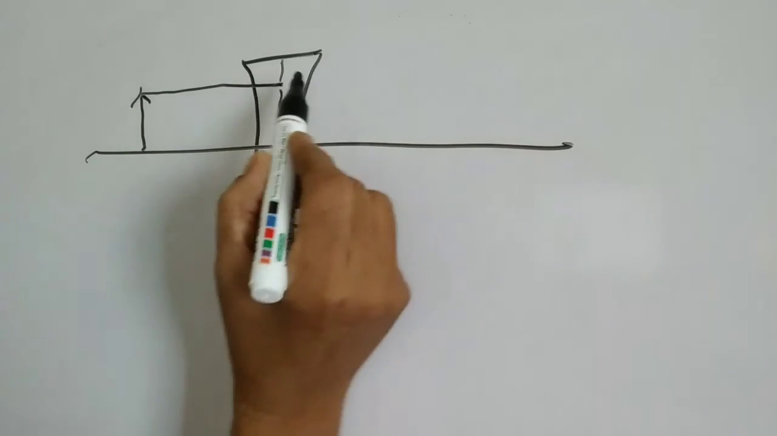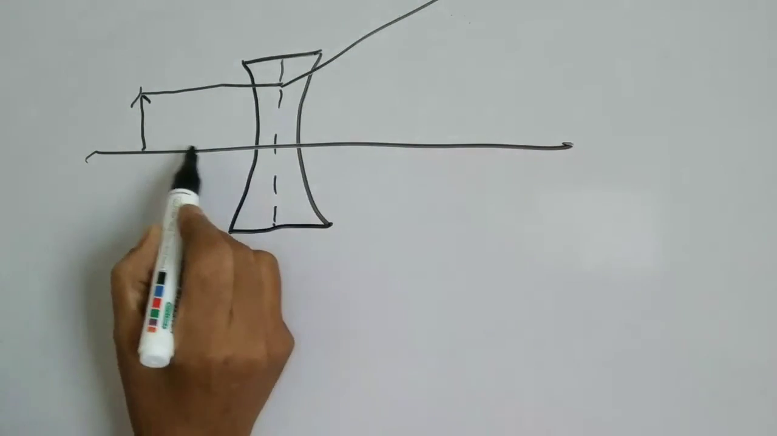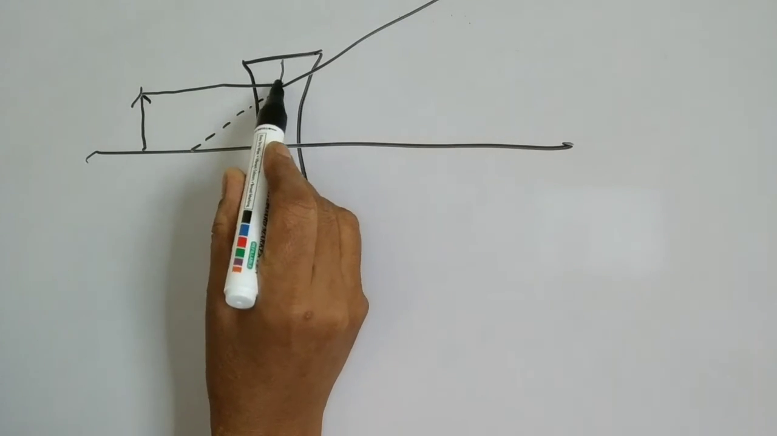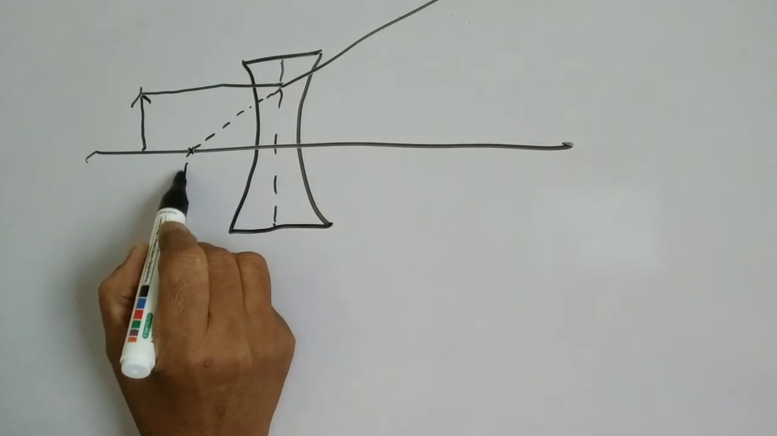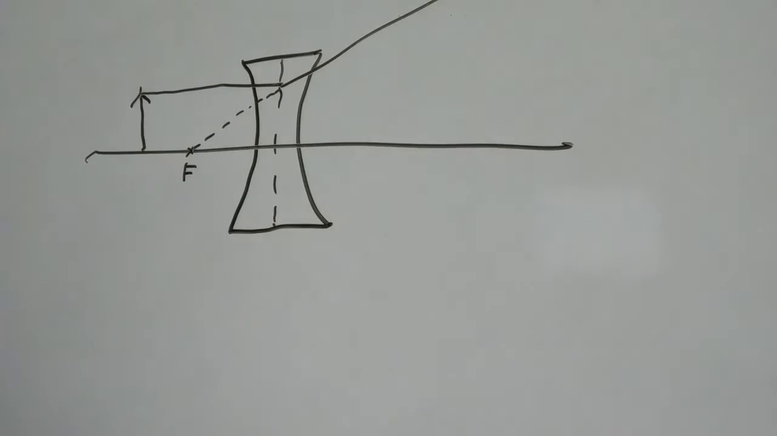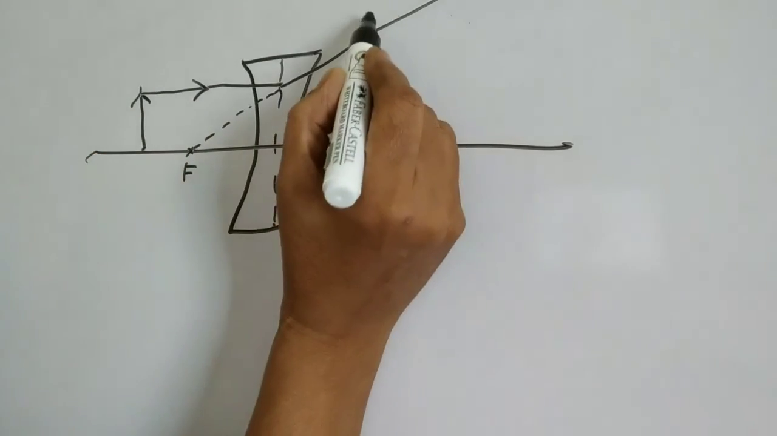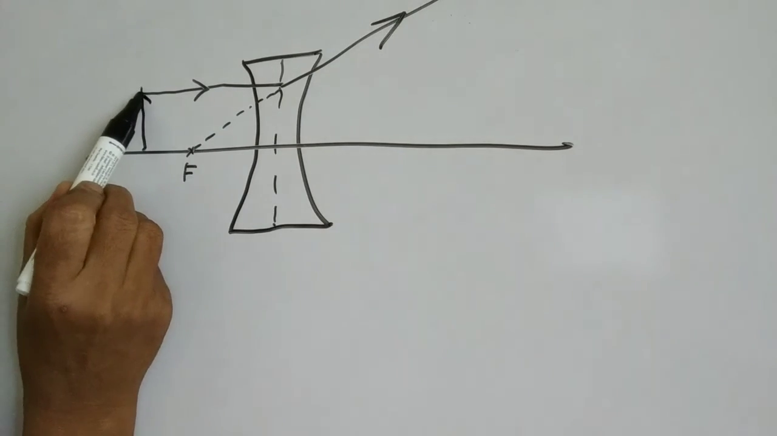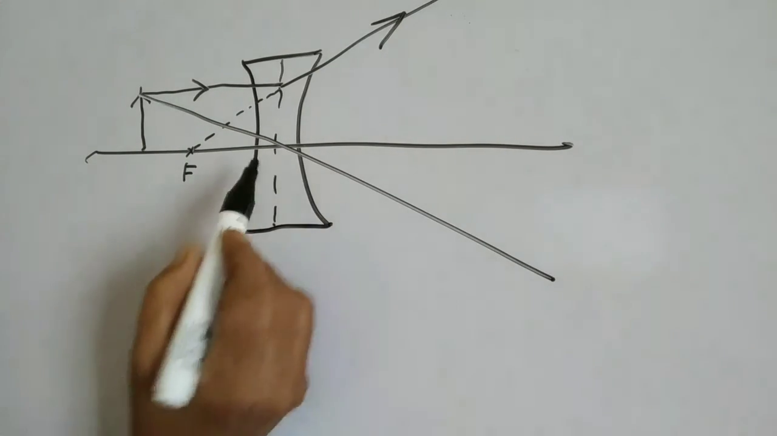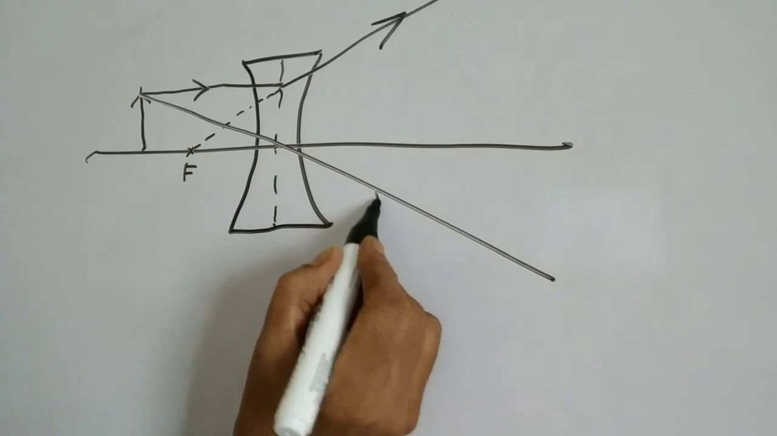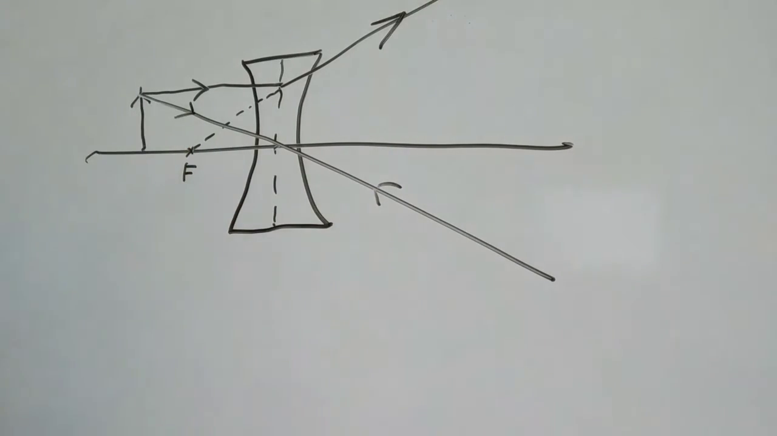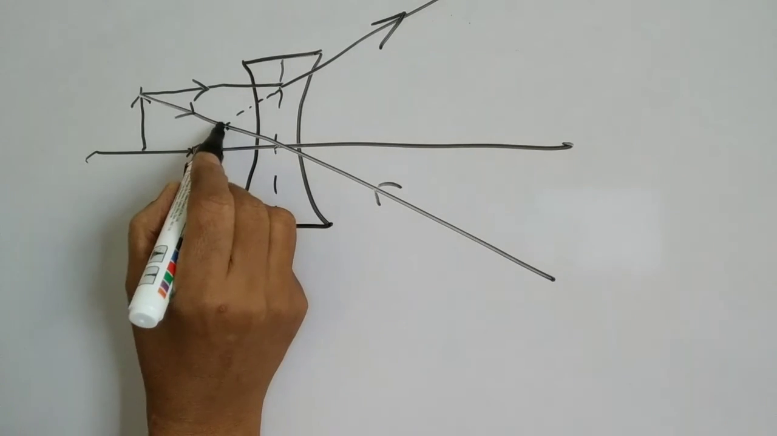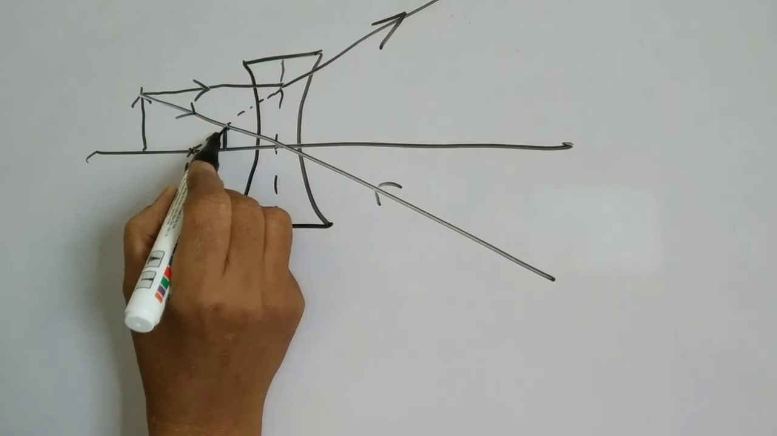parallel to the principal axis. If this is the focus, here this is the focus. In this way it gets refracted. Then the ray passing through the optical center goes straight. So this will be the intersecting point, and here is the image formed.